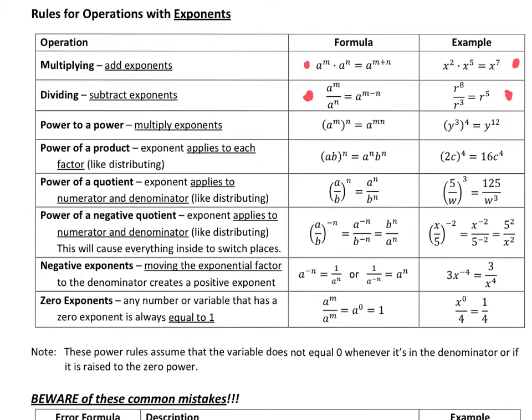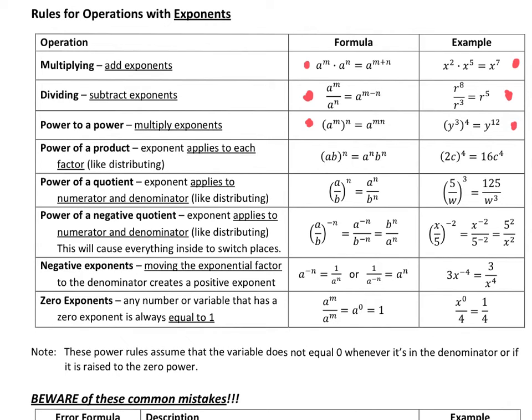Power to a power, the third one, you have a to the m with n on the outside. So when it's in this format, you will multiply your two exponents, so m and n in this case. So example, y to the third, to the 4th, is y to the 12th.